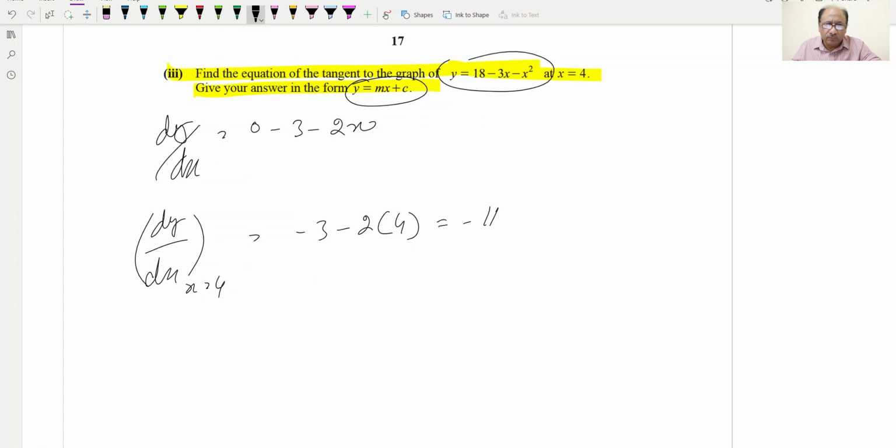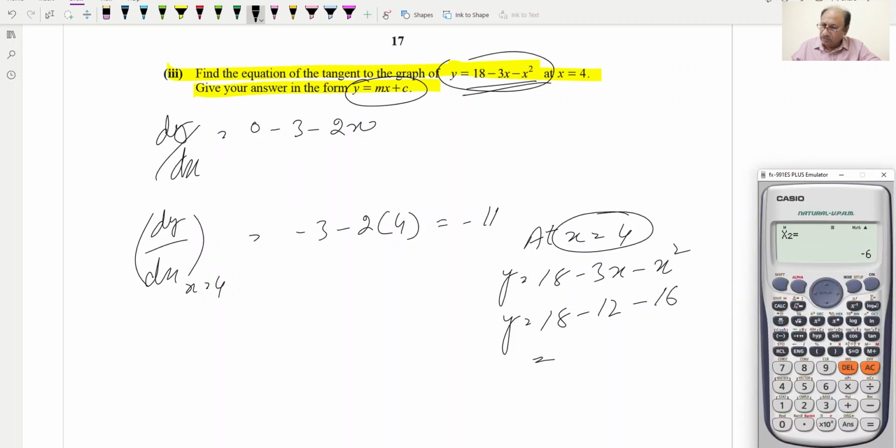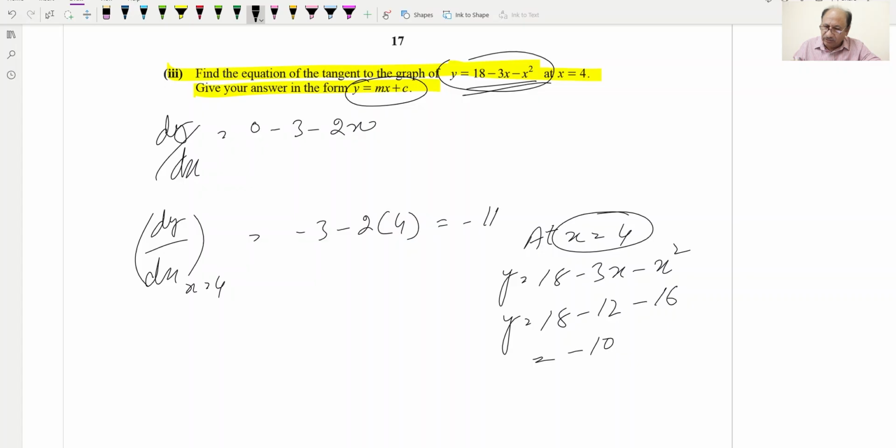So the point which we will be using will be what? At x is equal to 4, y will be equal to what? In the same equation, 18 minus 3x minus x squared, we will be replacing x is equal to 4. So y is equal to 18 minus 3 into 4 will be 12, and minus 4 square will be 16, and this will be equal to 18 minus 12 minus 16 is equal to minus 10. So y value will be minus 10, our point will be 4 and minus 10.